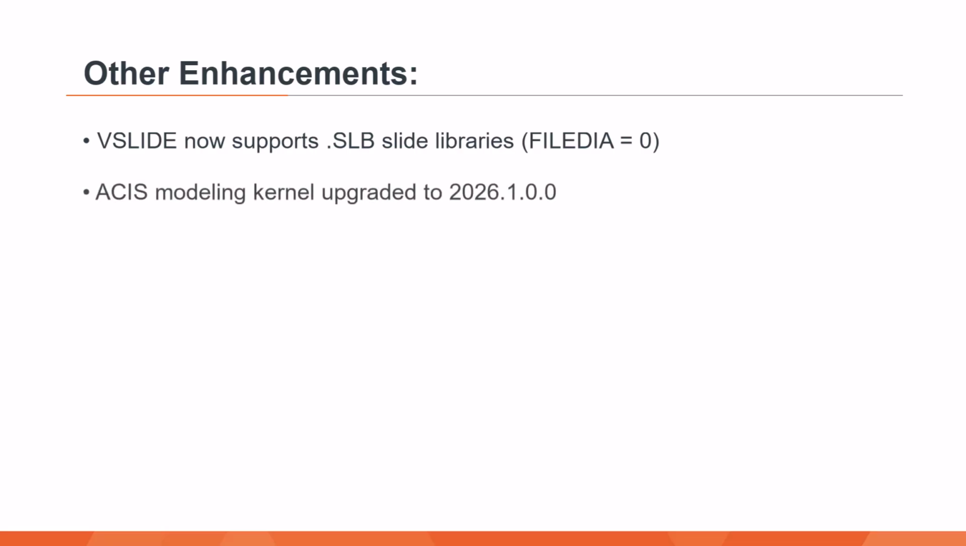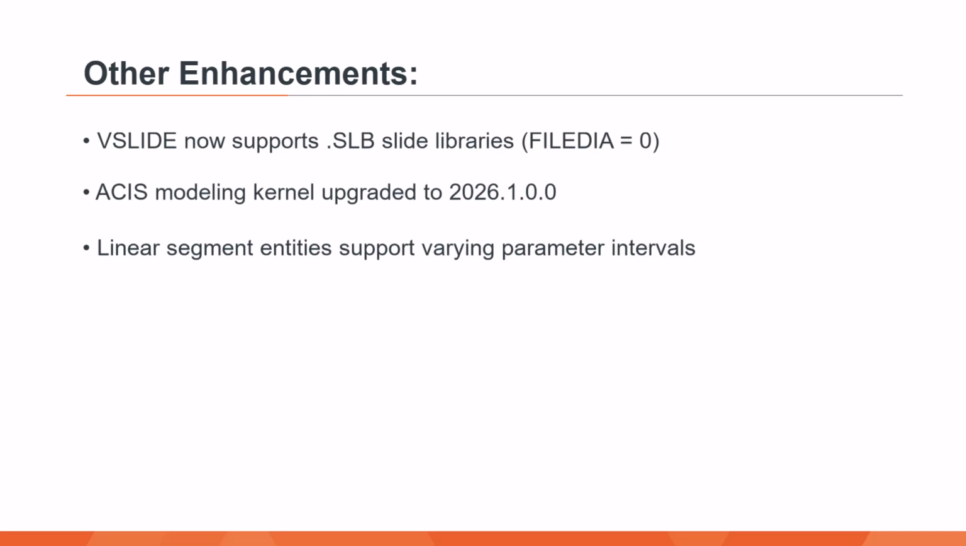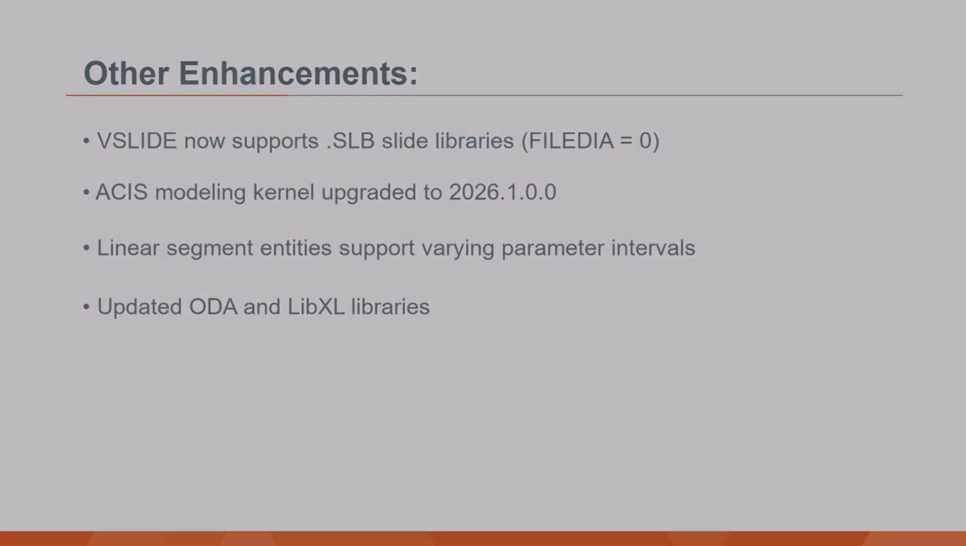And last but not least, let's take a look at a few additional improvements. The vSlide command now supports slide libraries, allowing you to view slides stored in slide library files when file dia is set to 0. The ASYS modeling kernel has been upgraded to version 2026. Linear segment entities now support varying parameter intervals, allowing segments to share the same start and end points while having different interval lengths. Also, IntelliCAD 15.0 includes updated ODA and libxl libraries.